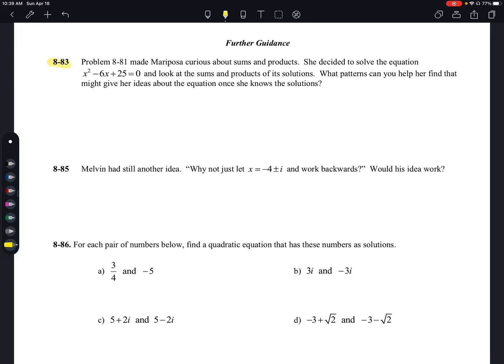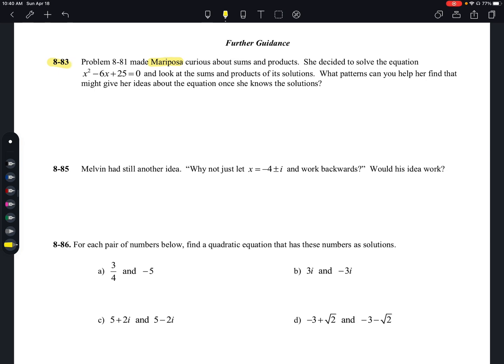This is problem 8-83. It says problem 8-81 made Mariposa curious about sums and products. I think that she was in the original word problem, but I took her out, so just so you know. She decided to solve the equation x squared minus 6x plus 25 equals 0 and look at the sums and products of its solutions. What patterns can you help her find that might give her ideas about the equation once she knows the solutions? Check it out.